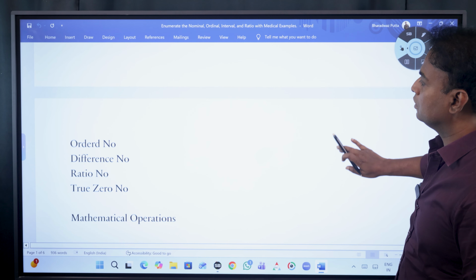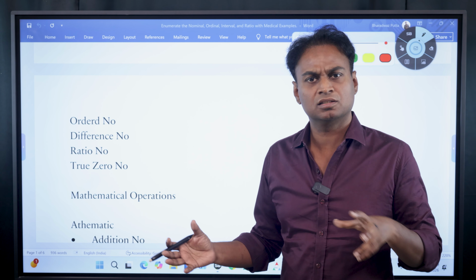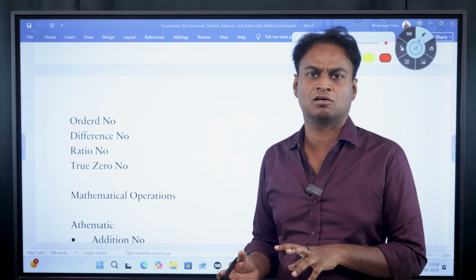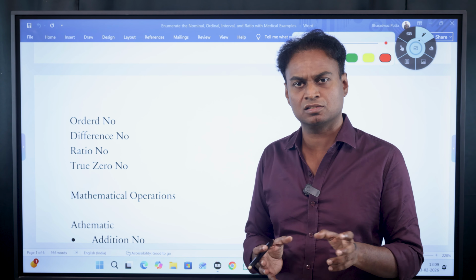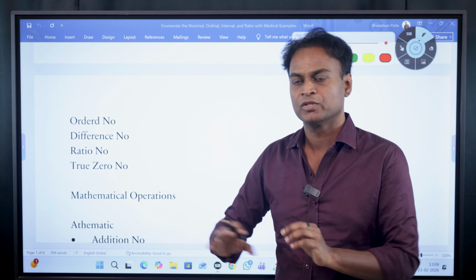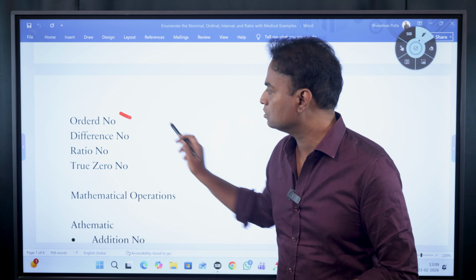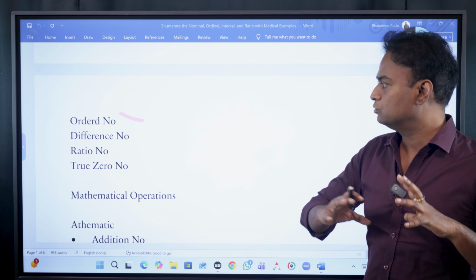We will see whether it can be ordered. So can you keep these patients in an order? Does diabetes come first, or obesity come first, or hypertension come first? There is no specific order, right? You can place it anywhere. So that's the reason ordering is not possible. Can you find the difference?